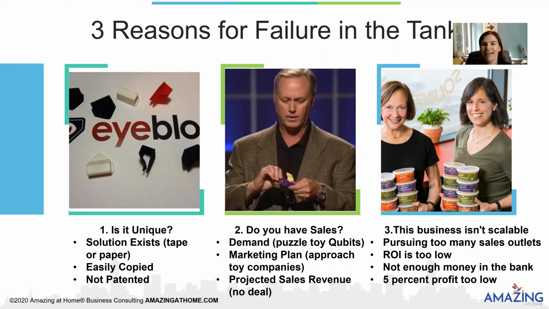And then finally, we have the ladies who made this soup. I forget what it was called, but the ladies on the right, their business is not scalable. They were making all this soup, and their margins were really, really low. And the shark said, I can't sell this everywhere. It's going to be a nightmare. Their profit was only 5%. So even though their sales were really good, the profit was so low. The shark said, I can't get my money back doing that.